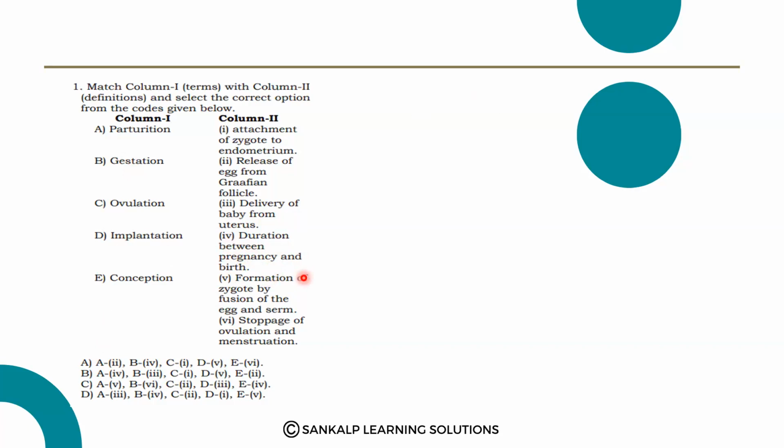Correct one. C is ovulation, that is 2, release of egg from Graafian follicle. Correct. Then D is implantation, that is attachment of zygote to an endometrium. Right. E is the fifth one, that is formation of zygote by fusion of egg and sperm. So conception. So option D is the right answer here, guys. Two of them answered it correctly, Anvita and Komala.